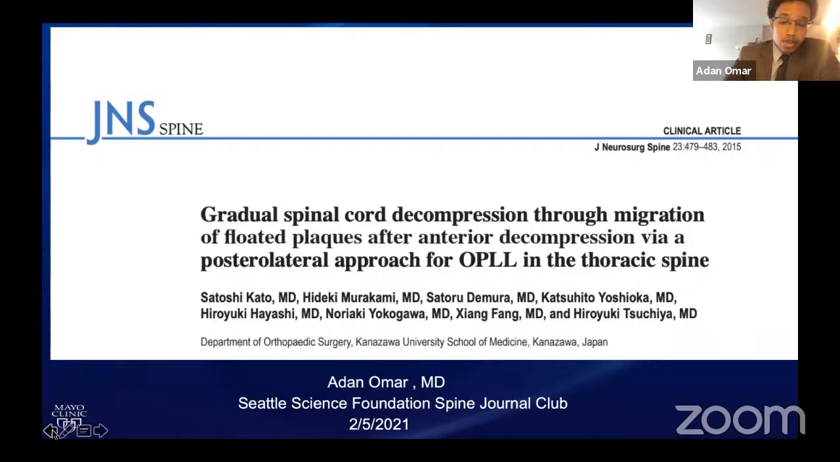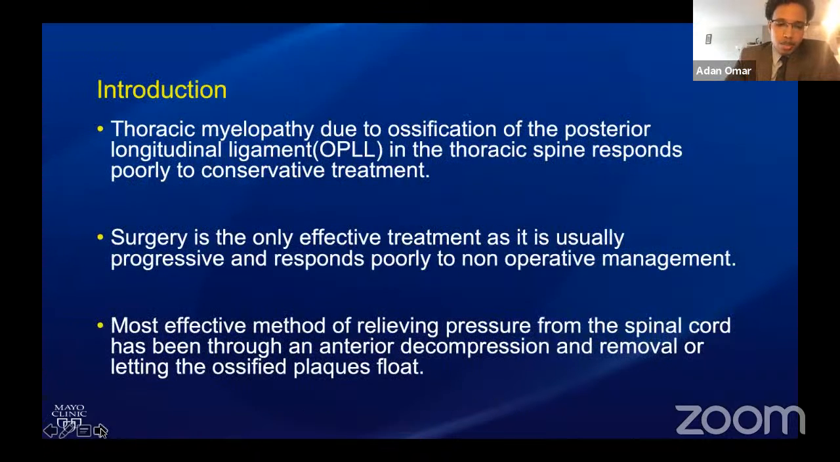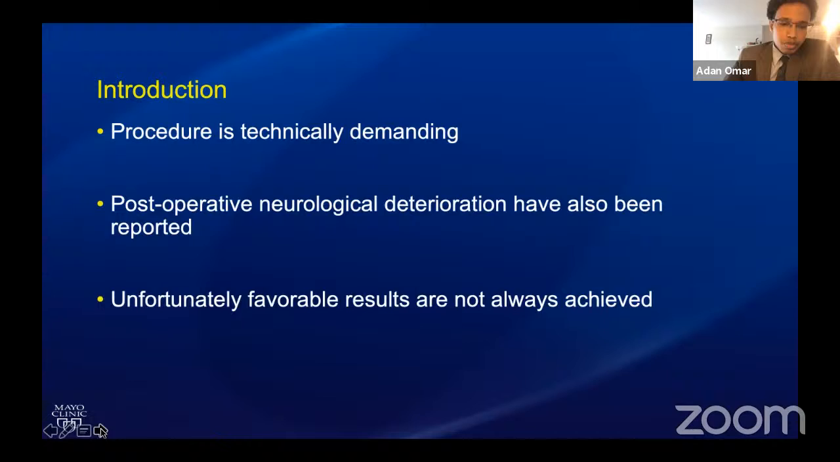All right, so this first paper is a short paper. It was published in 2005 in JNS by Dr. Kato et al. Out of Kanazawa, Japan. So thoracic myelopathy due to ossification of the posterior longitudinal ligament is usually a progressive condition and responds poorly to conservative therapy, leaving surgery really as the most reliable option. So in these patients, anterior decompression and removal or floating of the ossified posterior longitudinal ligament is the most effective method of relieving pressure on the spinal cord.